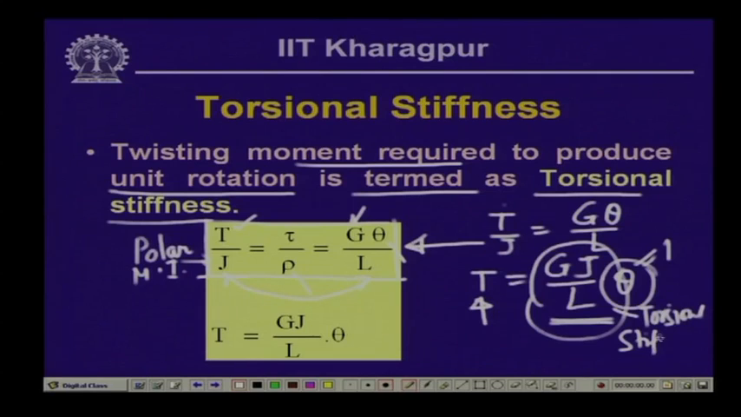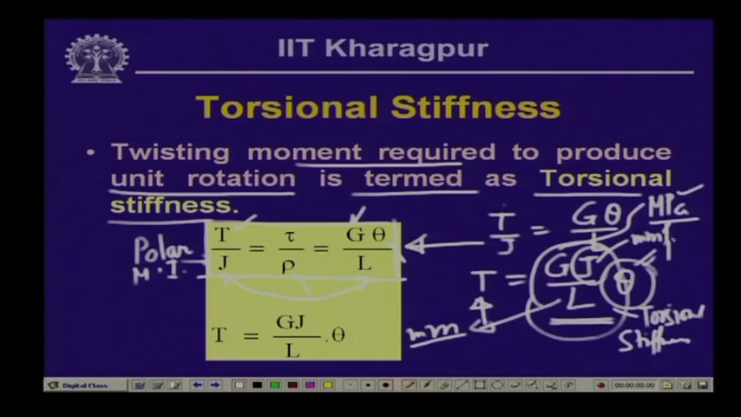Now, if we look into the units, G is represented in terms of megapascal, J is the polar moment of inertia which is millimeter to the power 4, and L is the length which is in millimeter. So, we have Newton per millimeter square, and then we have J which is millimeter to the power 4, divided by millimeter. So, you have Newton millimeter as the unit for T, which is equivalent to the unit for the twisting moment. So, this is the stiffness that we have.